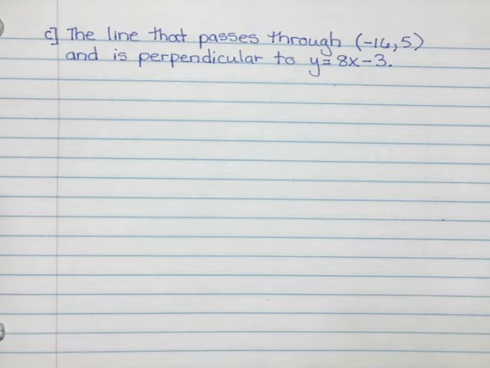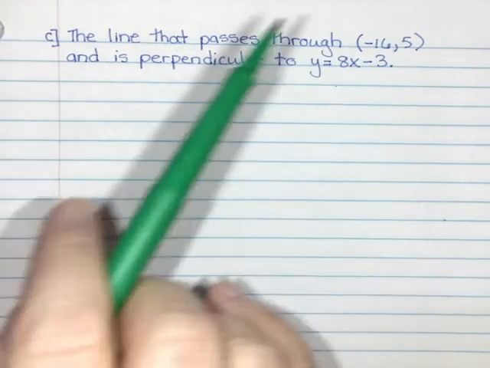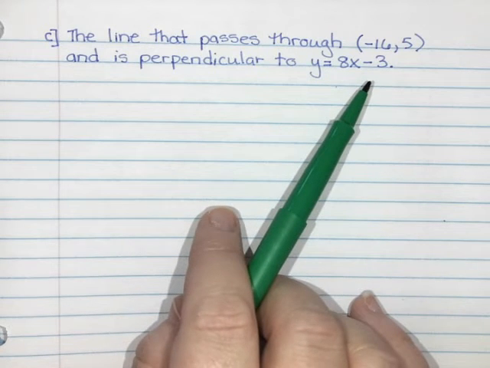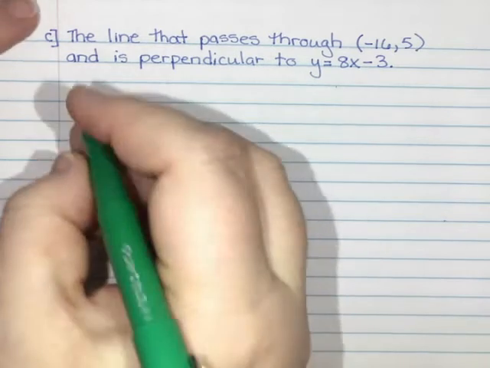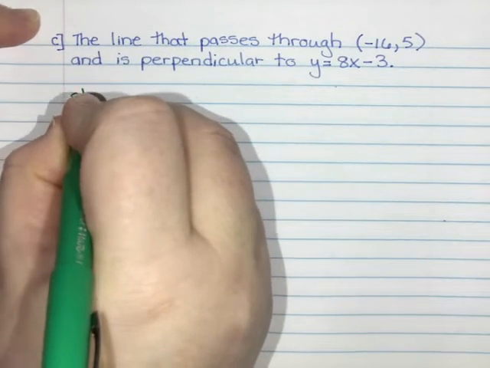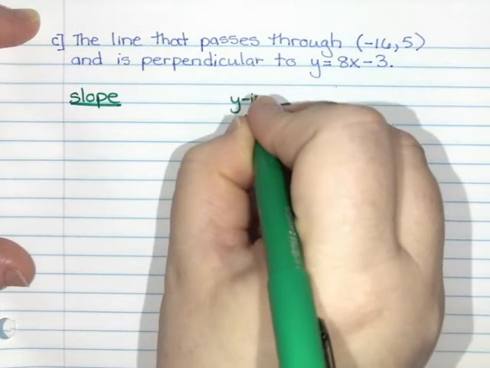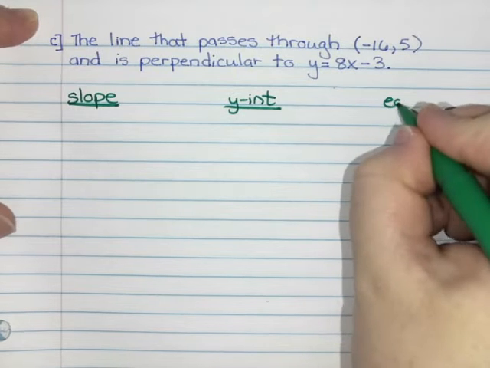This is the last part of our lesson on equation of a line practice. So we've been asked to find the equation of a line that passes through (-16, 5) and is perpendicular to y equals 8x minus 3. Whenever we're doing equation of a line, there are two things we need: slope and y-intercept. Once we have the slope and the y-intercept, we can build an equation.